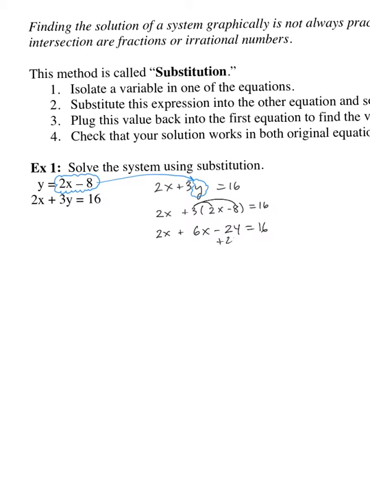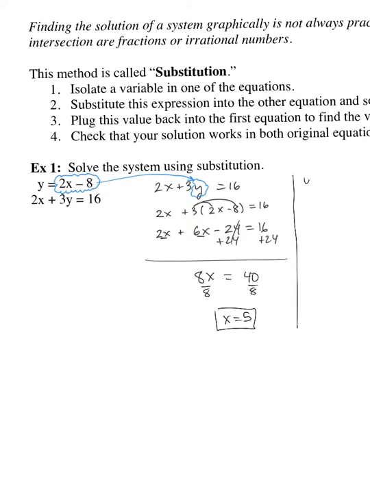We can add 24 to both sides. So we have 8x. When we combine the 2x's and the 6x's, that gives us 8x is equal to 40. And then dividing through by 8, we get x equals 5. We're not done yet because we also had an equation with y. So now we have to go back to that top equation, y equals 2x minus 8.